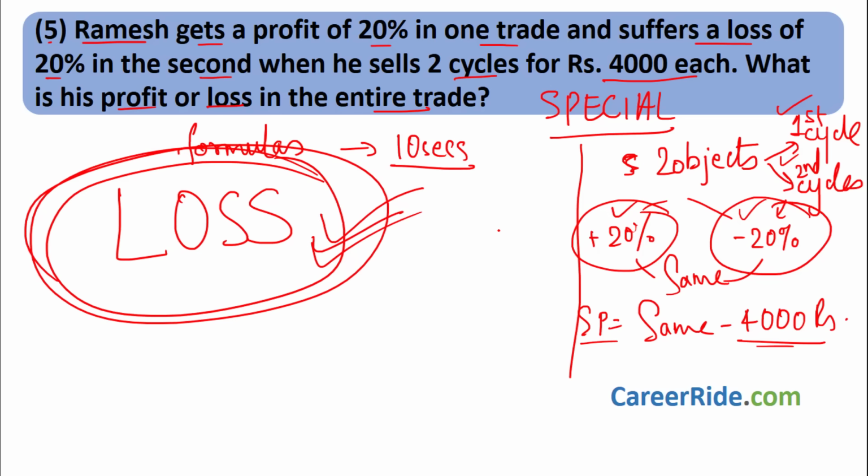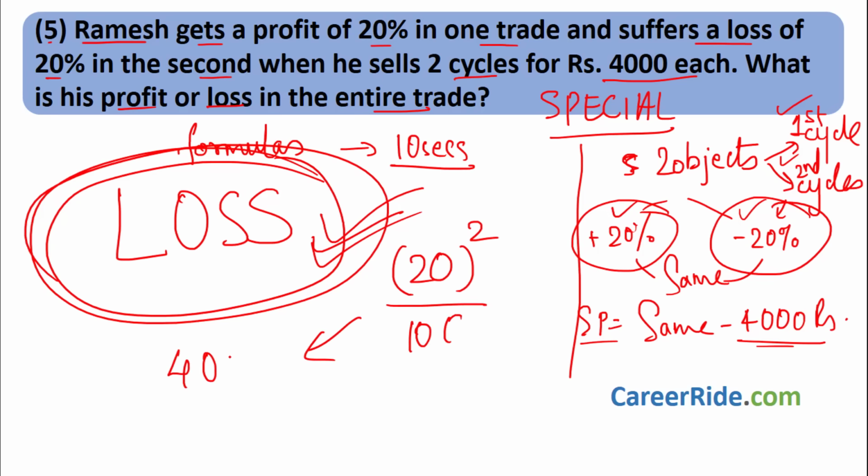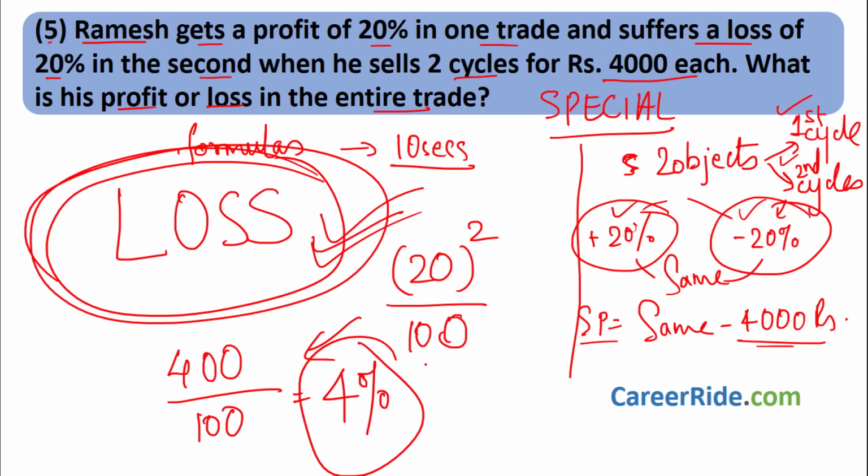Always remember. And what will be the loss percentage? Very easy. What is the amount of percentage given here? 20, 20, right? So 20 is given. Simply square it, divide by 100. What do we get? 20 square is 400, divide by 100, that would be 4%. So the answer is 4% loss in the entire trade.